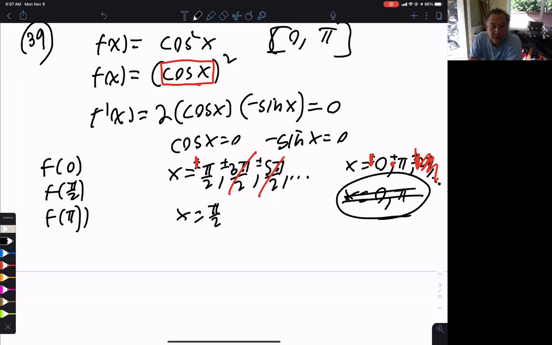Pi over 2. Cosine of pi over 2 is 0. 0 squared is 0. And pi. Cosine of pi is negative 1. Negative 1 squared is 1. So we have 2 maximum points, 1 and 1, and the minimum is 0. So that is number 39.